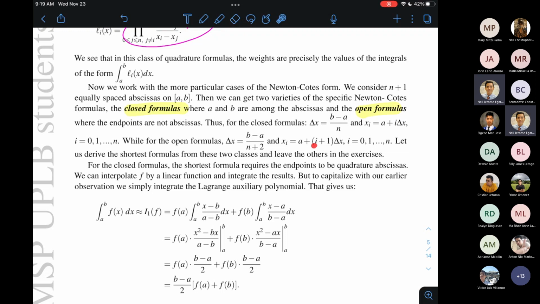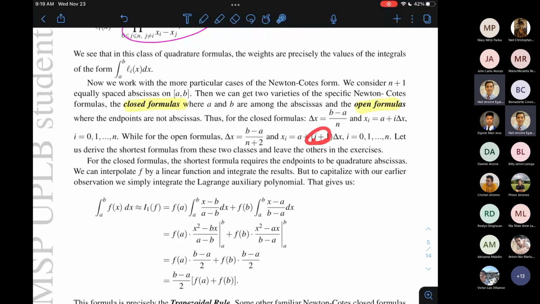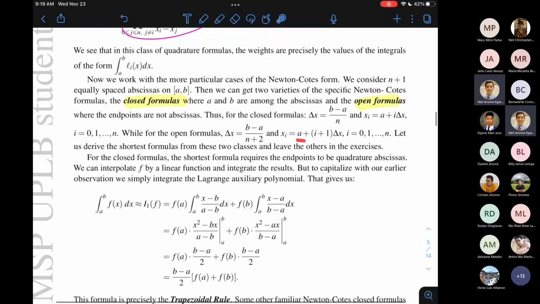Kasi si i plus 1, hindi yan pwedeng mag-0 kasi dapat mag-start tayo sa A plus delta x. Kasi nga hindi dapat kasali si A dun sa ating endpoints. Okay? So this will give you a set of data points from A plus delta x until B minus delta x. Kasi bawal sa open kasama yung boundaries ng integration interval.